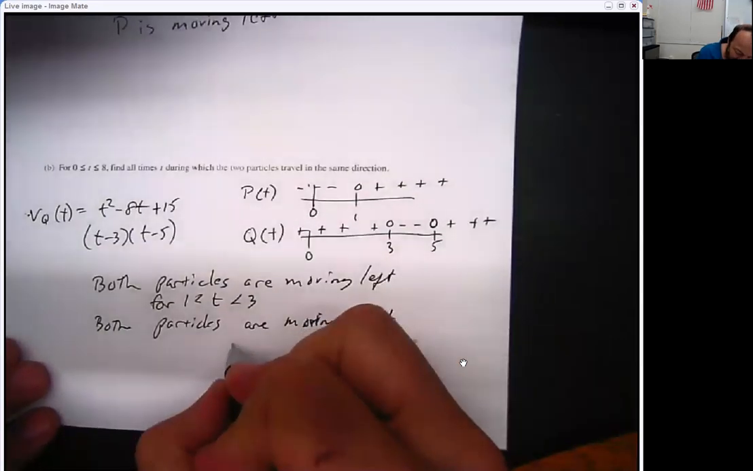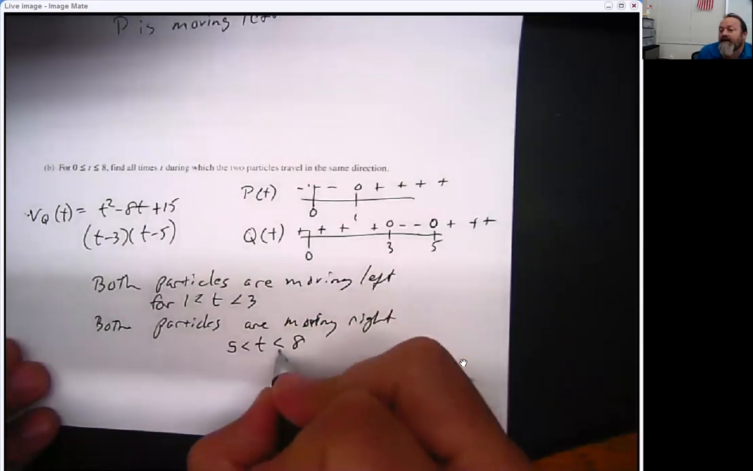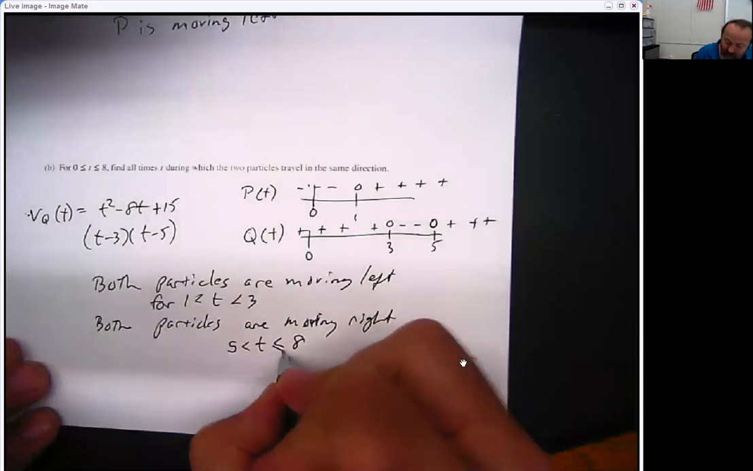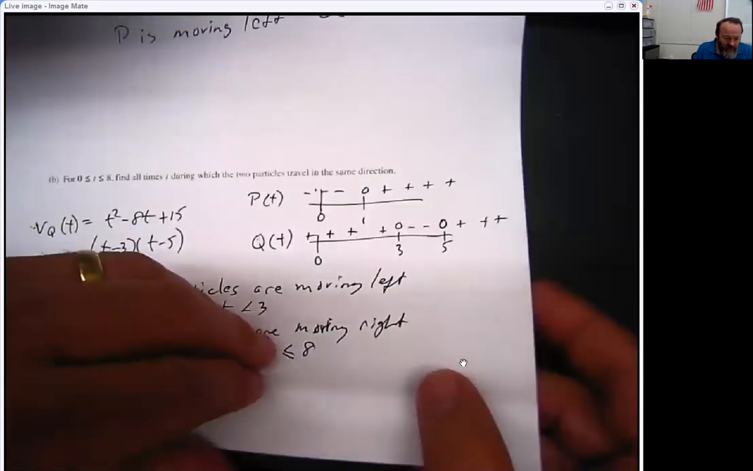But what's a little bit interesting about that is that at 8, it's not 0. It is actually still moving positive on both of these pieces of data. Okay, so that wasn't too bad.